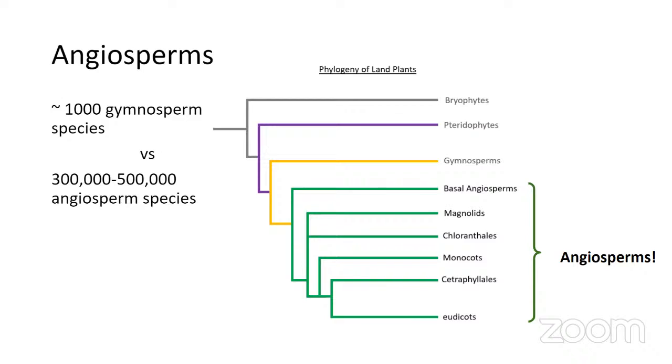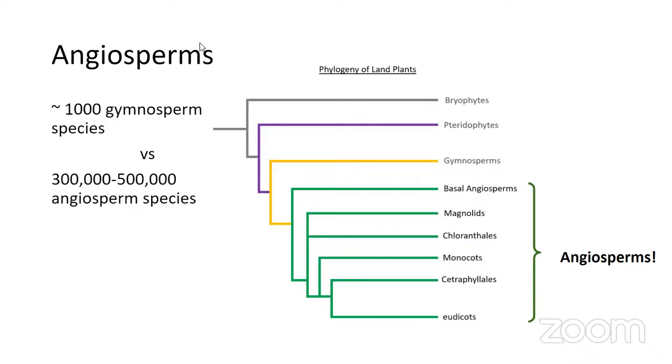Okay, so we'll spend the rest of the course, honestly, talking about angiosperms. The last group we talked about was the gymnosperms. There are maybe 1,000 gymnosperm species. But our guess for angiosperm species is something like 300,000 to 500,000, lots and lots of angiosperms. So if you have a stereotypical plant you think of in your head, you are probably thinking about an angiosperm.